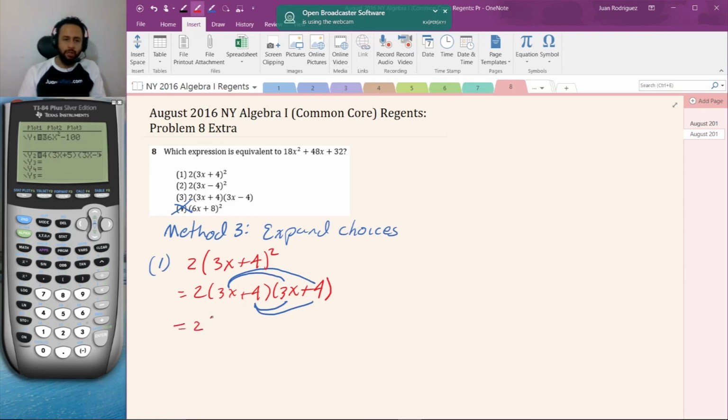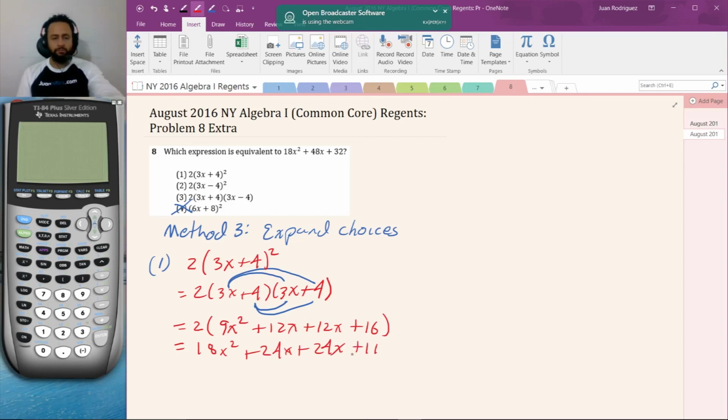Okay. So it's equal to 2 times, 3x times 3x is 9x squared. 3x times 4 is 12x. And 4 times 3x is 12x. And 4 times 4 is positive 16. And then I distribute the 2. 18x squared plus 24x plus 24x plus 16, just kidding, plus 32. If you see any errors in my videos, please let me know. 18x squared plus 48x plus 32. It is our answer. Surprise.